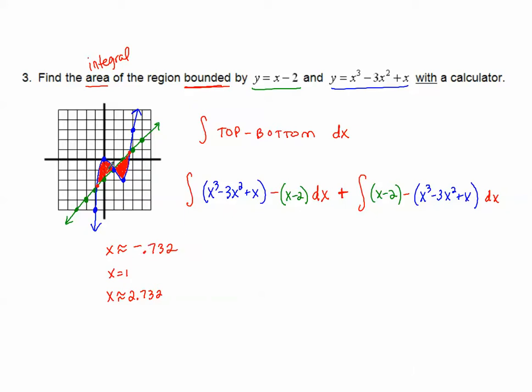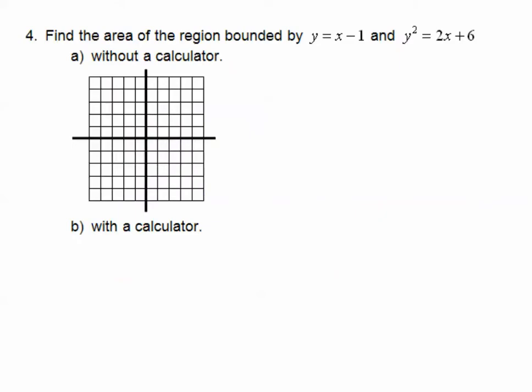So I see the first region starts at this x value, -0.732, and ends at the next x intersection, 1. The second region starts where the first one left off and ends at 2.732. Now I can go ahead and evaluate the integral by taking the antiderivative or using a calculator. Any way that I choose to do it, I get approximately 4.500. Let's take a look at another one.